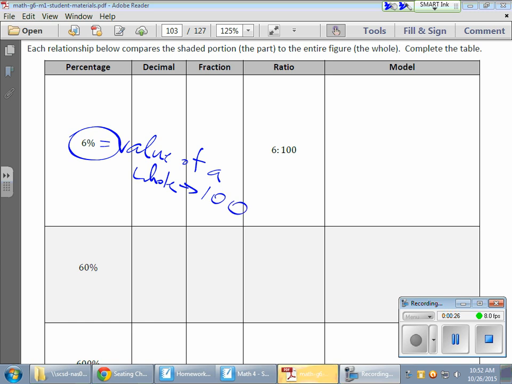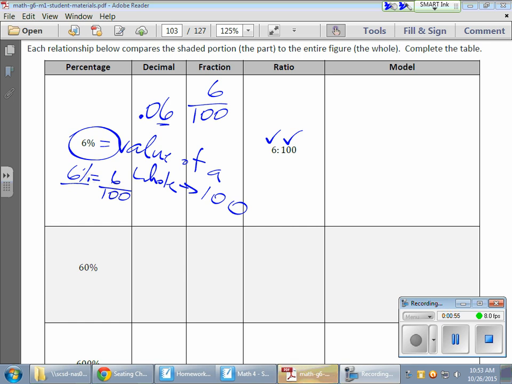So 6 as a percentage would then be 6%. So 6% would equal 6 over 100, so 6 out of 100. And that would be your fraction, 6 out of 100. And as a decimal, 6 one-hundredths would look a little bit like this, because the 6 is in the hundredths place. As a ratio, we have 6 as our parts, 100 as our total, so 6 to 100.